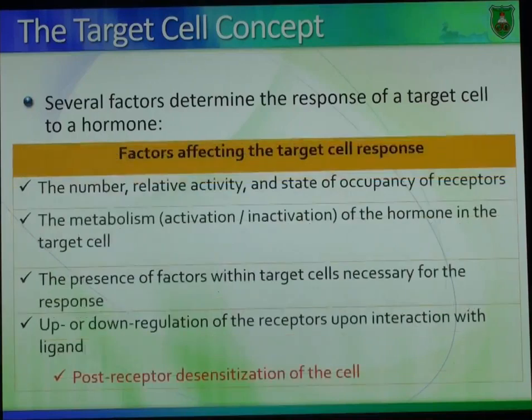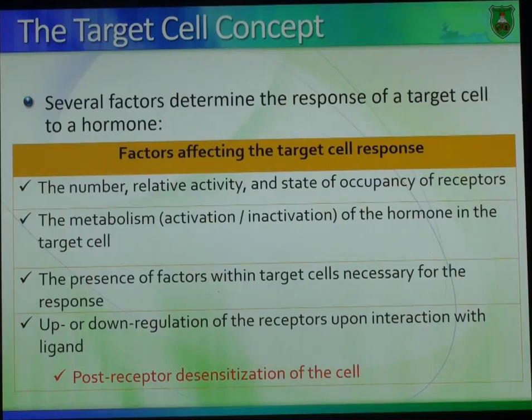All right. And we have also factors that affect the response of the target cell. That includes the number, activity, and occupancy of receptors. So you have a limited number of receptors that exist on the cell surface. So depending on how much hormone there is, the affinity of hormone towards the receptor, and saturation level as well, that can determine response. And then we have the metabolism of the hormone in the target cell.